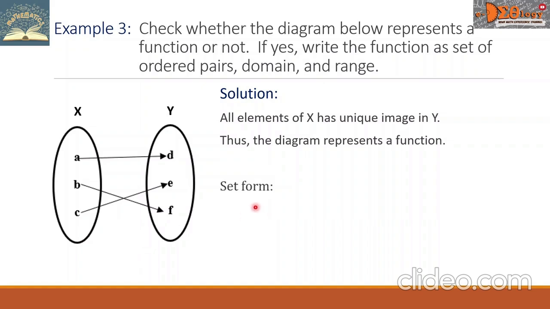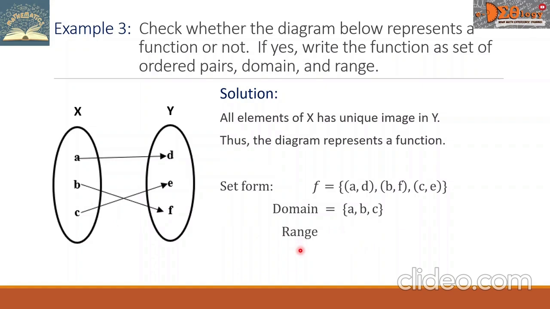So we write now the set form. We start with (A, D), then (B, F), also (C, E). Now we write the domain. These are the elements of set X. So we have A, B, and C. What about the range? These are the values in set Y that are images of set X. So we have D, E, F.